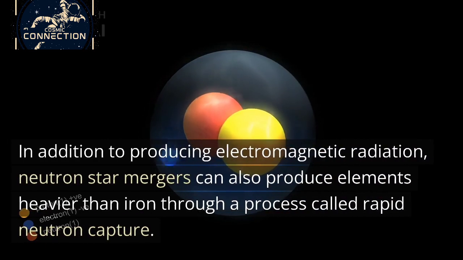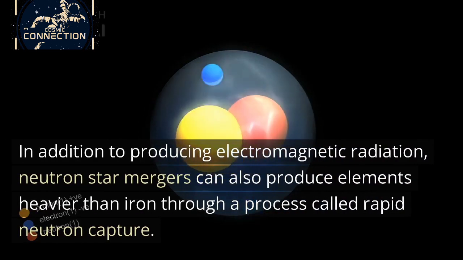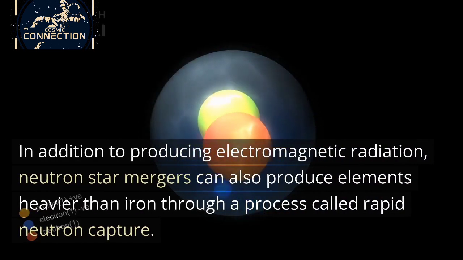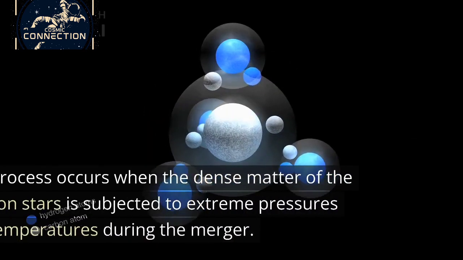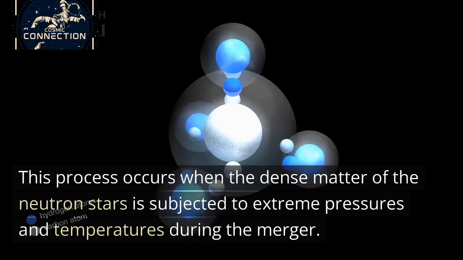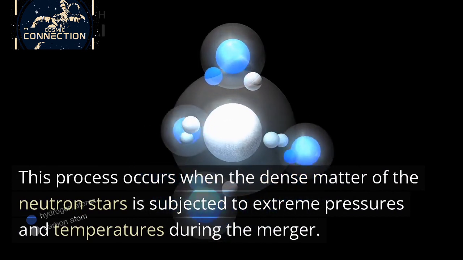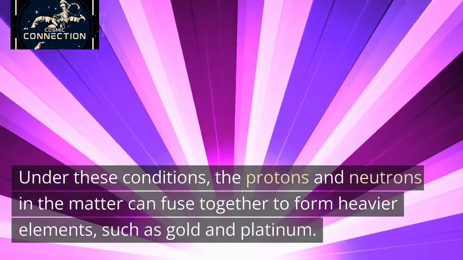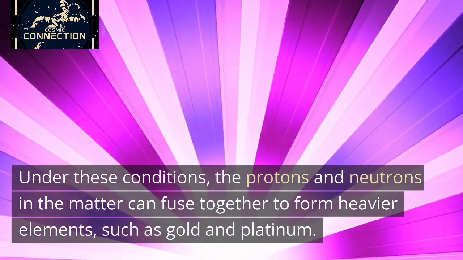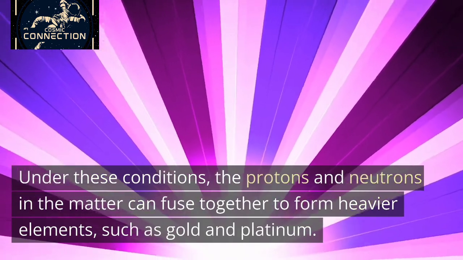In addition to producing electromagnetic radiation, neutron star mergers can also produce elements heavier than iron through a process called rapid neutron capture. This process occurs when the dense matter of the neutron stars is subjected to extreme pressures and temperatures during the merger. Under these conditions, the protons and neutrons in the matter can fuse together to form heavier elements, such as gold and platinum.